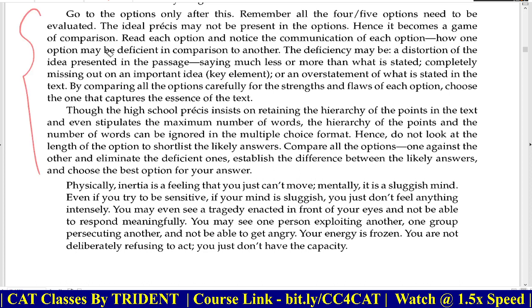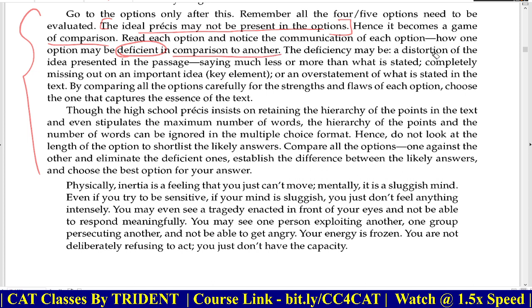The author says, go to the options only after this. Remember, all the 4 or 5 options need to be evaluated. The ideal preci may not be present in the options. Hence, it becomes a game of comparison. Read each option and notice the communication of each option. How one option may be deficient, a very important word, in comparison to other.